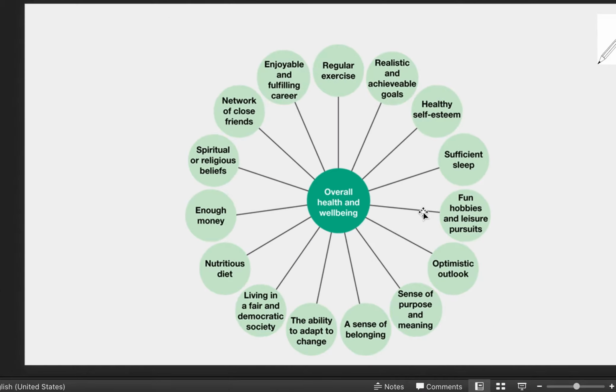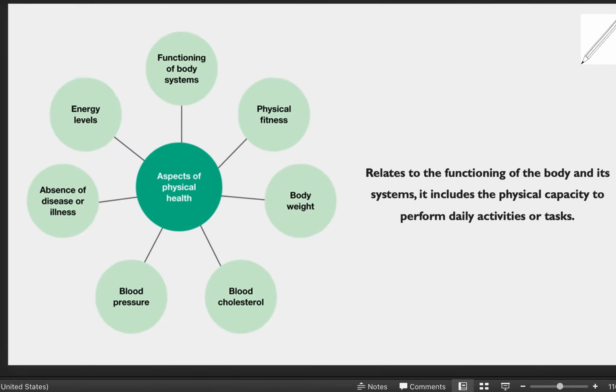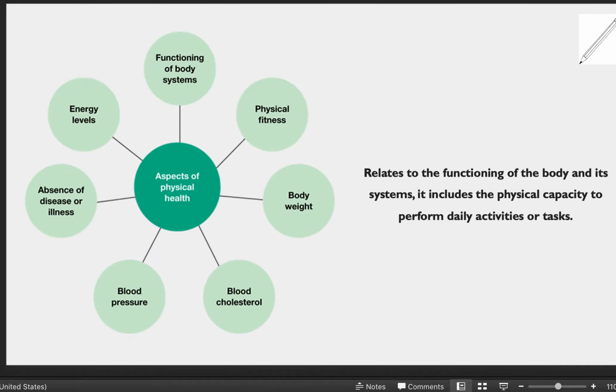So if we go back to this PowerPoint and have a little bit of a look at it, remember that we spent a little bit of time talking about overall health and well-being last lesson, and then we went into the physical, the social, the emotional, just in a very basic sense. Now, as it pertains to the physical health, and that as one of the 5 dimensions, this over here, as you can see, is the functioning of the body and its systems at a full physical capacity to perform all your daily tasks and activities.